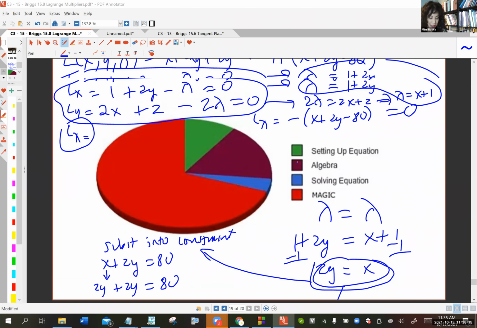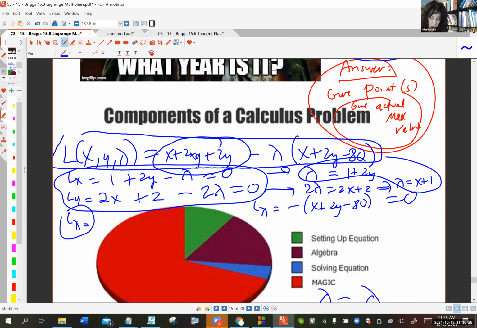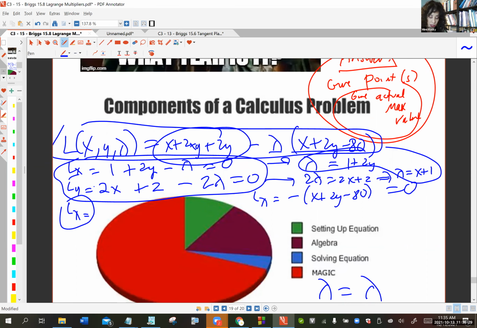Thanks for telling me. So I'm going to recap this for the people that didn't get the recording. So you find your Lagrangian, which is this big L. So you have your function minus your lambda times your constraint. You find your partials. Lx is 1 + 2y - lambda = 0. The partial with respect to y is 2x + 2 - 2 lambda = 0. Your partial with respect to lambda is negative, and then the parentheses, which is basically the stuff we got from your constraint, equals 0. And that's your constraint.